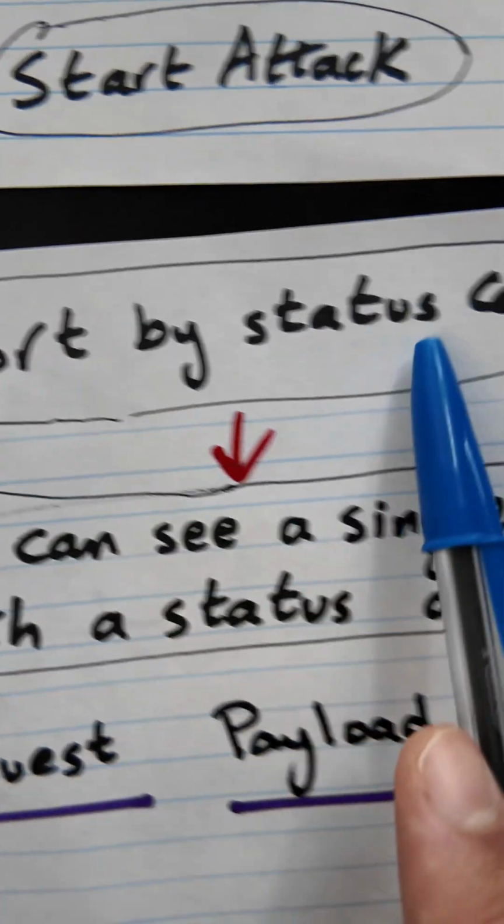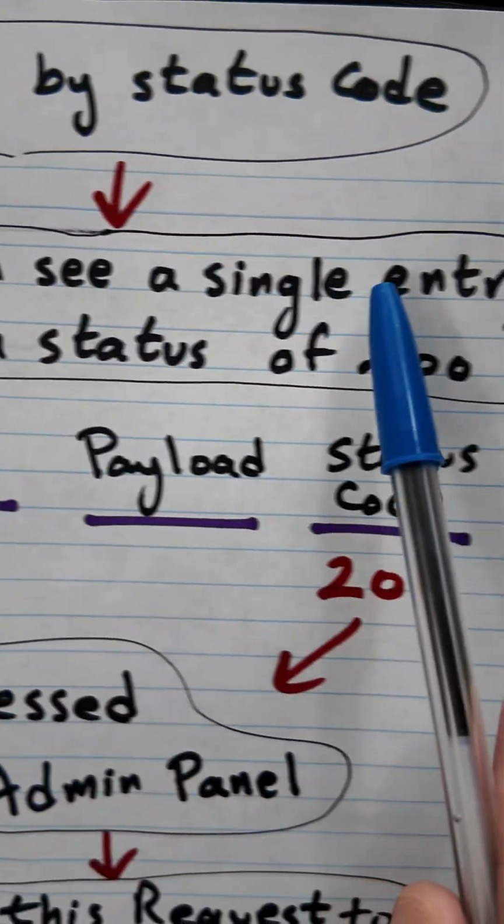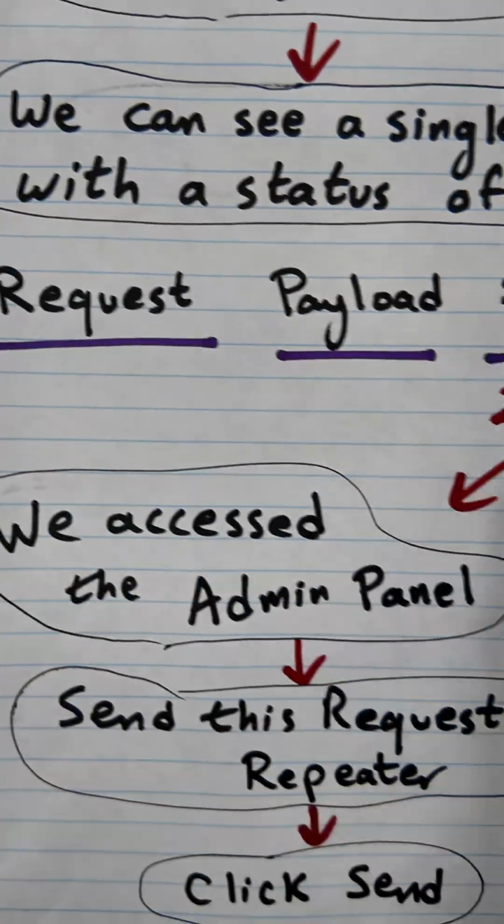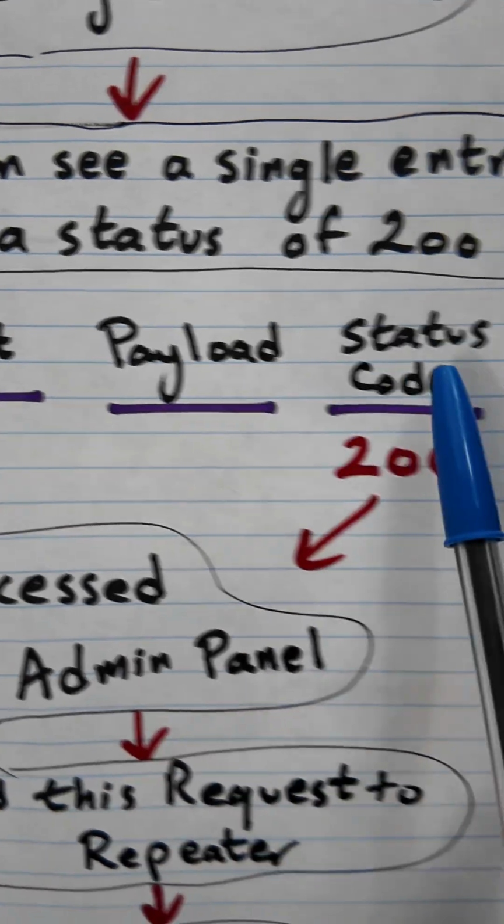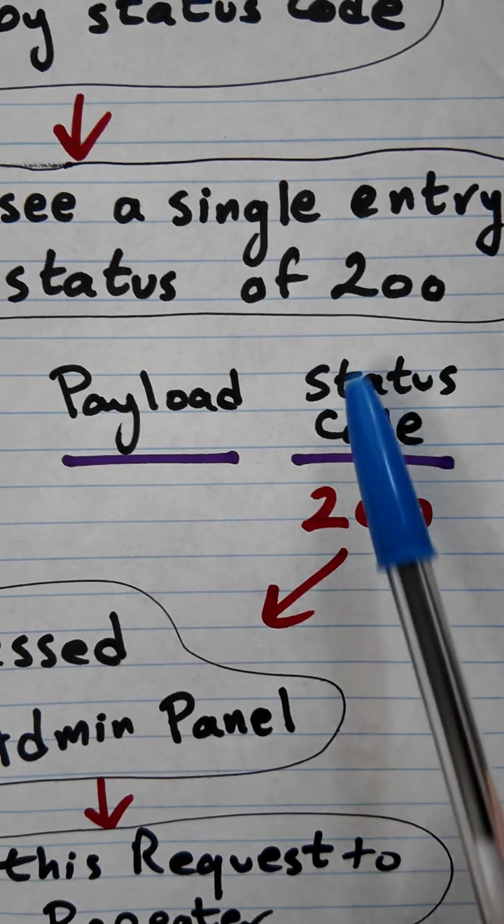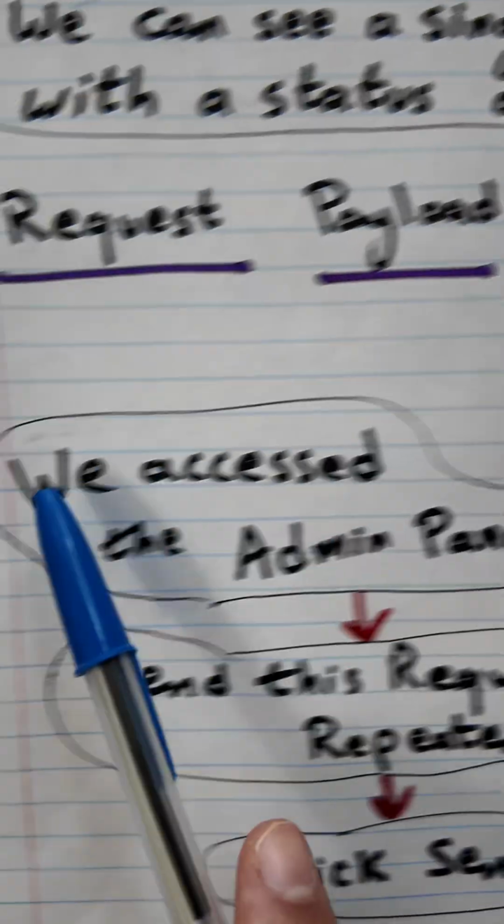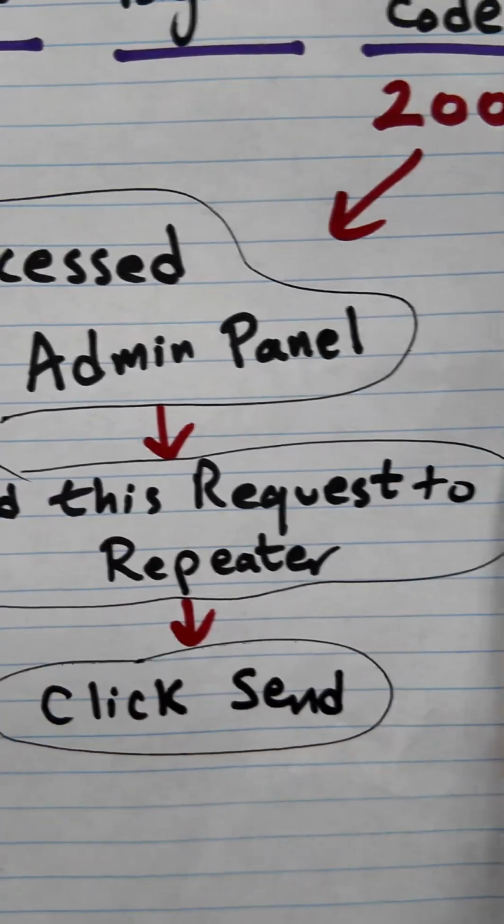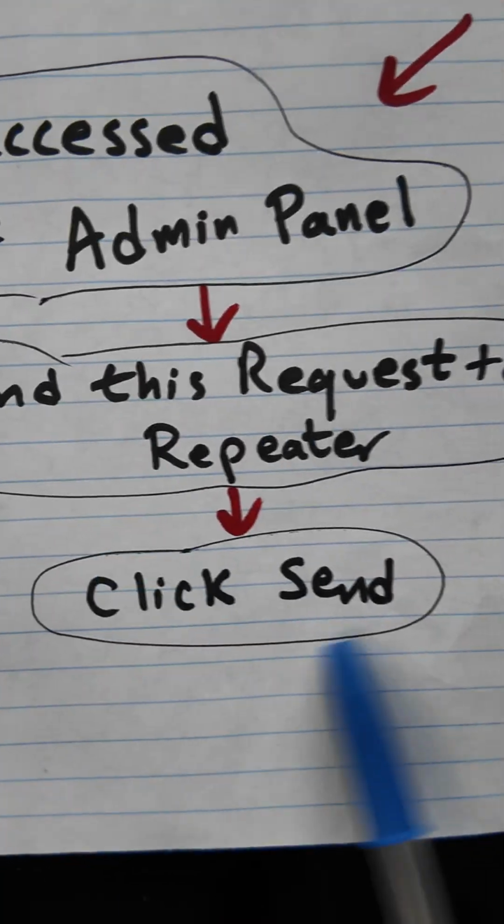We sort by status code. We can see a single entry with a status code of 200. So we have our table: request, payload, status code. In the status code column, we have a 200. This means we accessed the admin panel. Send this request to Repeater, and in Repeater, click send.